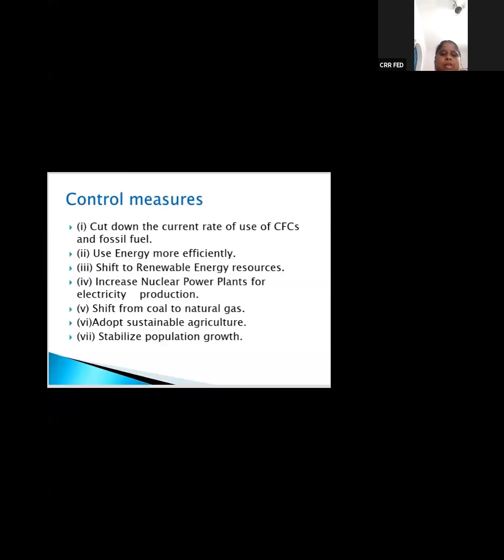So we have to stabilize population growth because only to meet the growing needs of the population, more and more pollution is releasing into the atmosphere. If we stabilize the population growth, the pollution will also be stabilized. That's why we have to take those measures. In such a way, we have to control some amount of global warming. Okay, so this is a global environmental problem like global warming, acid rains, and ozone layer depletion. And we discussed global warming causes, effects, and control methods. Okay, in the next class, I will ask about acid rains and ozone layer depletion.